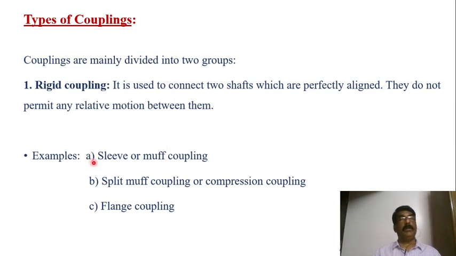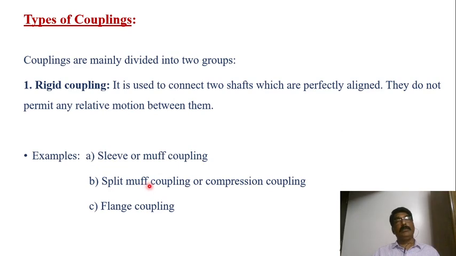Examples for the rigid coupling are: the first one is sleeve or muff coupling, the second one is split muff coupling or compression coupling, and the third example is flange coupling. In the case of a muff coupling, a cast iron muff is used to connect the two shafts with the help of a key. The two shafts are in perfect alignment so that the power is transmitted from one shaft to another. The main feature of the muff coupling is that the shafts are in perfect alignment.